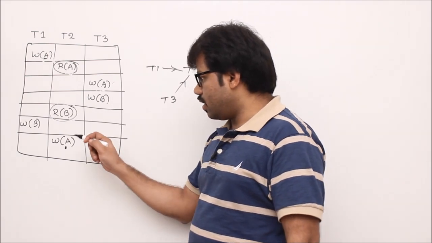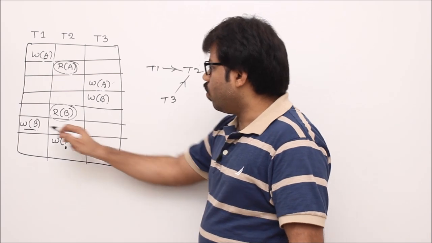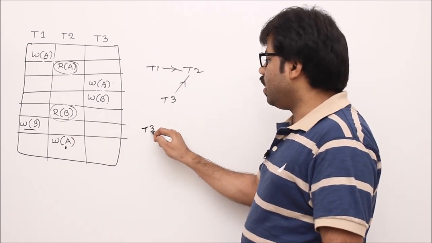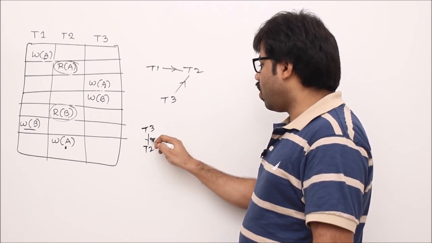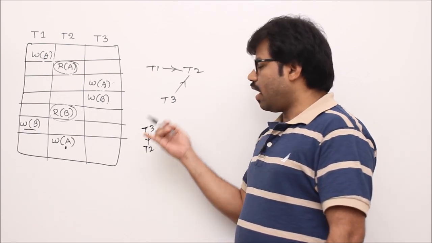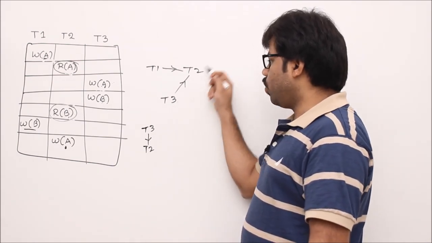What is the last write for B? See, this one, correct? But how many writers do we have? Only two. What are they? One is T3, another one T2. What is the relation between them? Definitely T3 followed by T2. That means T2 should be after T3. So T3 to T2. Yes, we already imposed it.